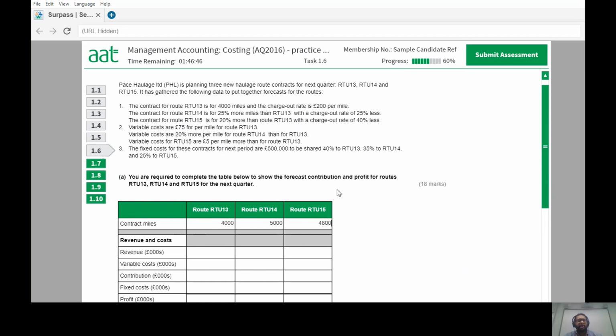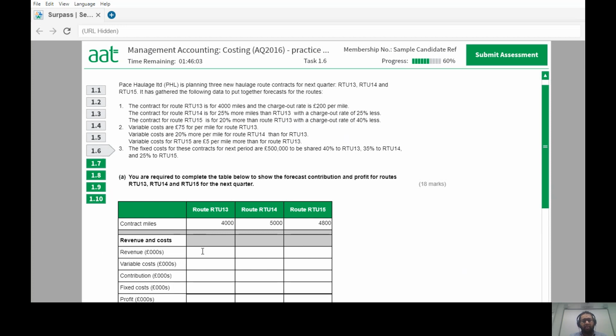But now we need to know what the charge out rate is for each one. So 13 charges out 200, but 14 charges out 25% less. So 25% less from that is going to be 150 pounds. And 15 will charge 40% less. Okay, so 40% less means 80 pounds less. So it's going to be 120. So it's 200, 150, and 120. Okay, these are the routes. So it's 25% less for the first one and 40% less for the next one. So we have 200, 150, and 120.